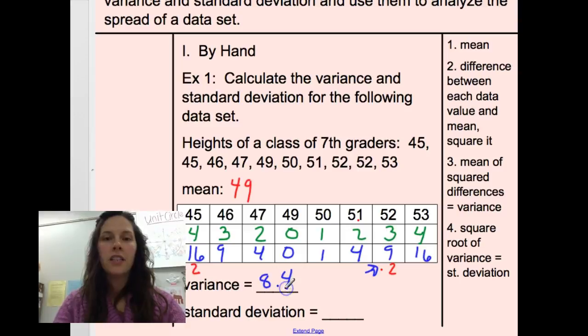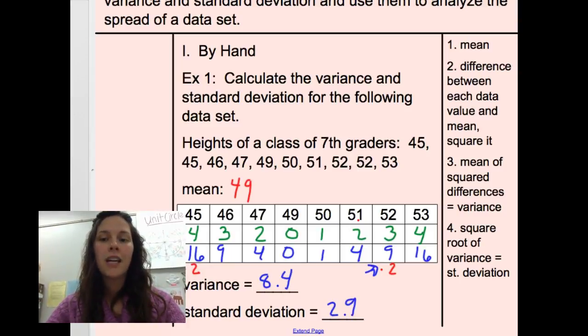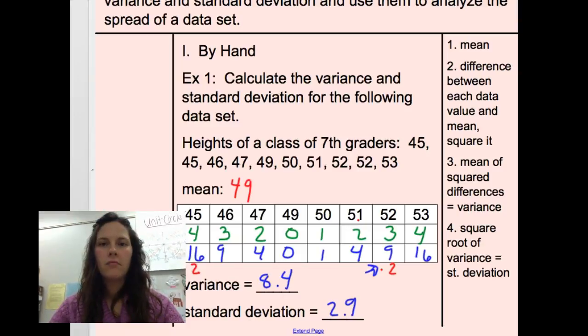So that's our variance. We don't typically use the variance, so we're going to take the square root of that and give our standard deviation of 2.9. 2.9 is a fairly small standard deviation. The units would be inches because that is the units of the height, or the data values. So what that means is that typically each data value is about 3 inches from the mean.